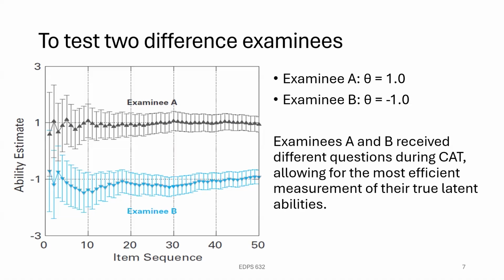Look at examinee A. The first item, she answered correctly, so we increase the difficulty level. The next item, she answered incorrectly, so we decrease the difficulty level. Then she answers correctly, and we increase the level. Each time she answers correctly, we increase the difficulty level.